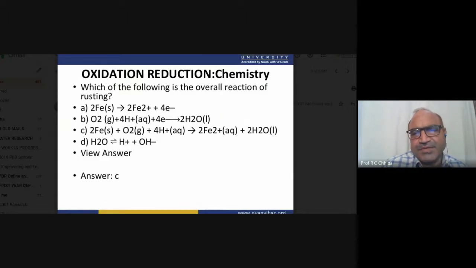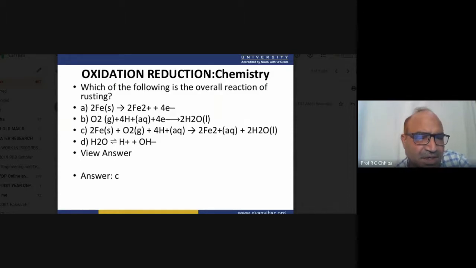So here, which of the following is the overall reaction of rusting? You can find out. The options are given. First option: iron is converted into Fe2+. Whether this is what happens in rusting? What happened next? Oxygen combined with the hydrogen atom, and this oxygen undergoes the process and is converted into water.